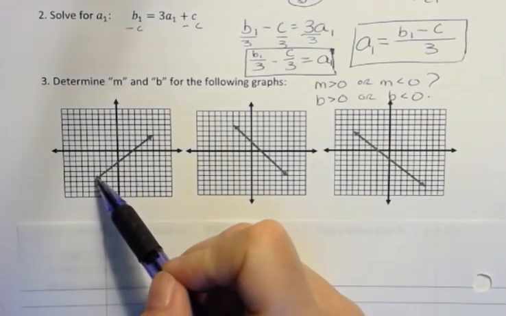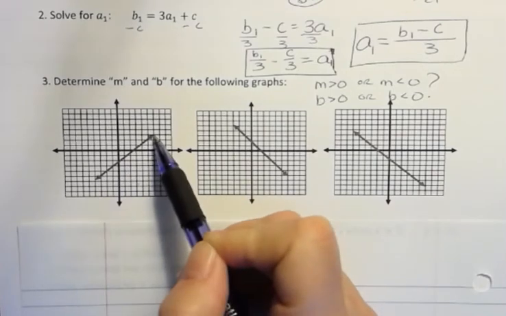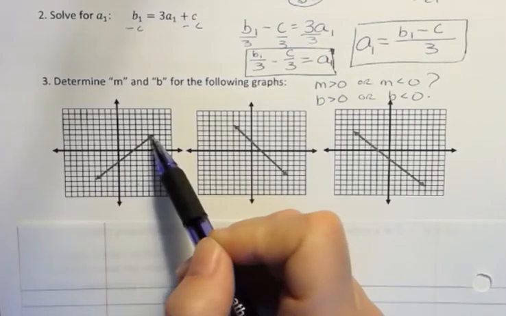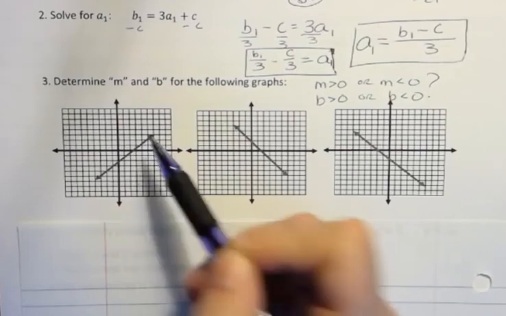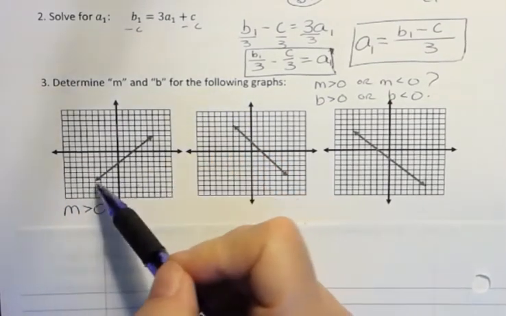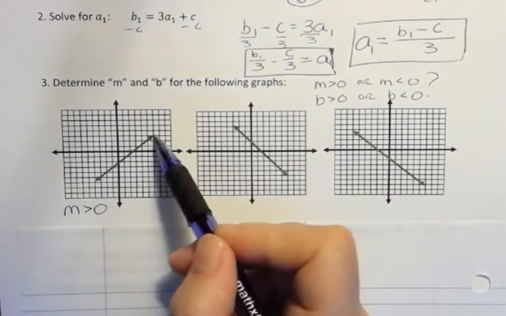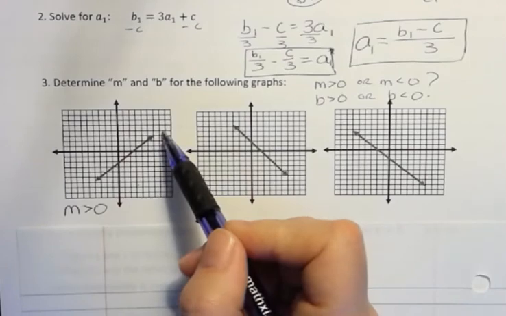So when you see a line that rises from left to right, then you know that slope is positive because positive slopes rise and positive is greater than 0. So for this one, m is greater than 0. I don't know exactly what it is. I could figure it out. But what I'm just interested in is it positive or negative? It's positive because it's rising.